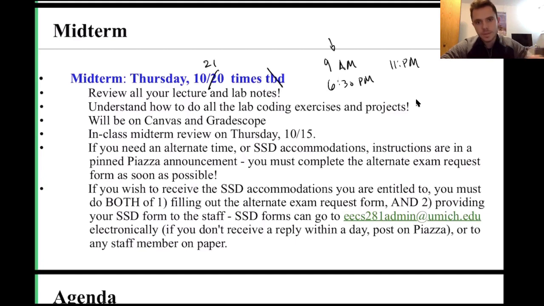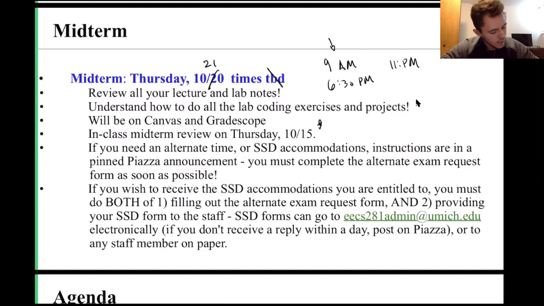Make sure the Piazza post, it should be pinned to the top, has a Google form. Make sure to fill out that Google form to state which of the 3 times you'd prefer for taking the exam. We need you to fill that out so that we can assign everyone to the proper times.